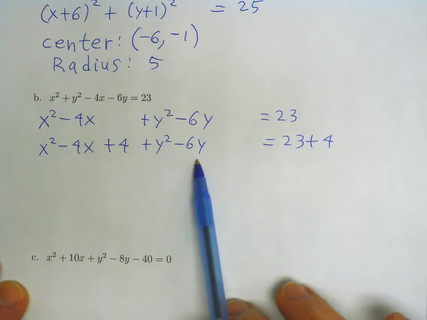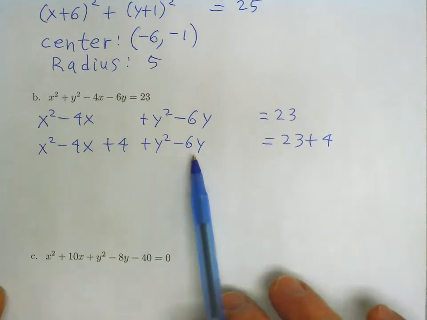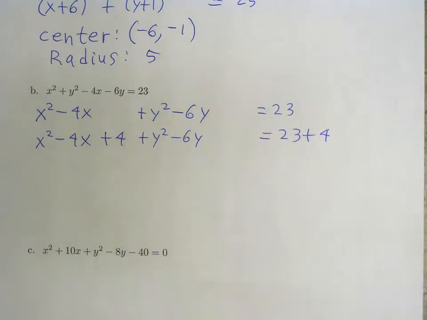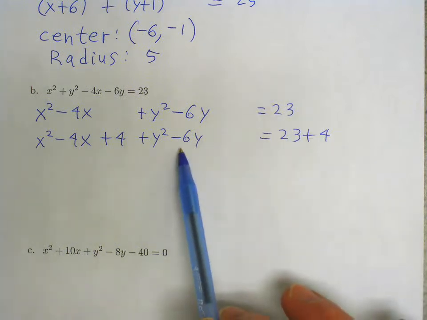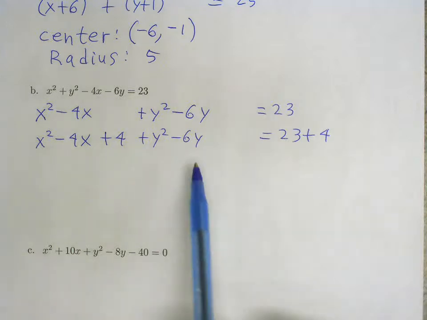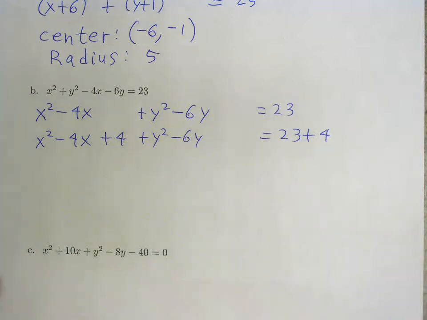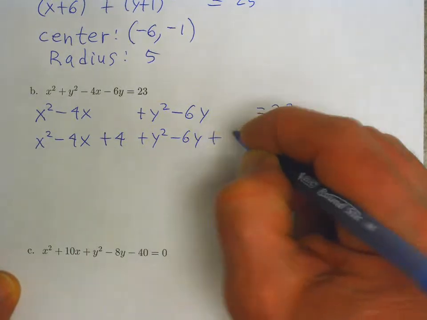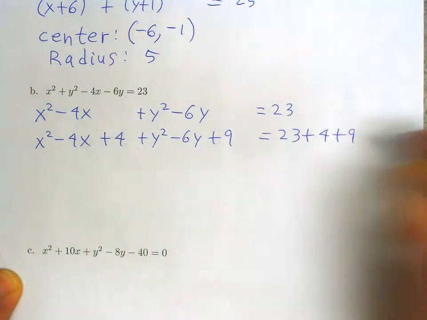Then for y squared minus 6y, the coefficient of y squared is 1. So that means we take 1/2 of negative 6 and square it. 1/2 of negative 6 is negative 3. When you square negative 3, you get positive 9. So we add 9 to both sides.